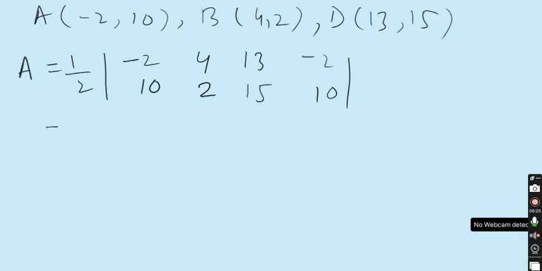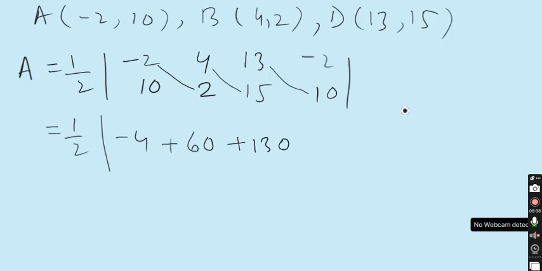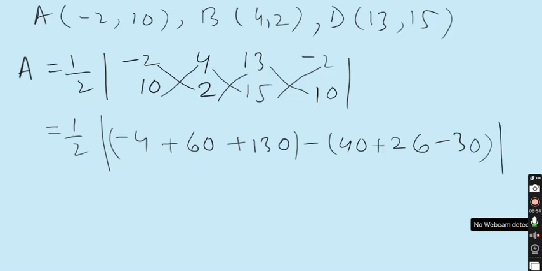1 upon 2. -2 times -4... 15 times 4 is 60, 13 times 10 is 130. Bracket close, apply negative sign. 10 times 4 is 40, 2 times 13 is 26, 15 times 2 is 30. So 1 upon 2.